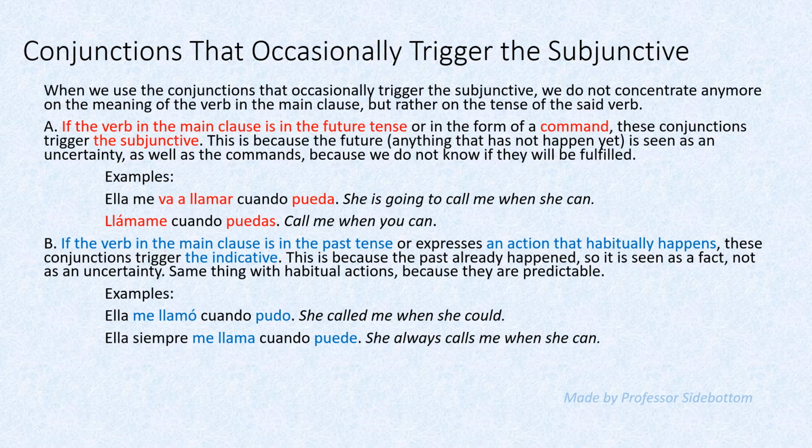Ella me llamó cuando pudo. She called me when she could. It already happened, so it's a fact. Ella siempre me llama cuando puede. She always calls me when she can. This is a habitual action because she always calls me, so it is predictable.